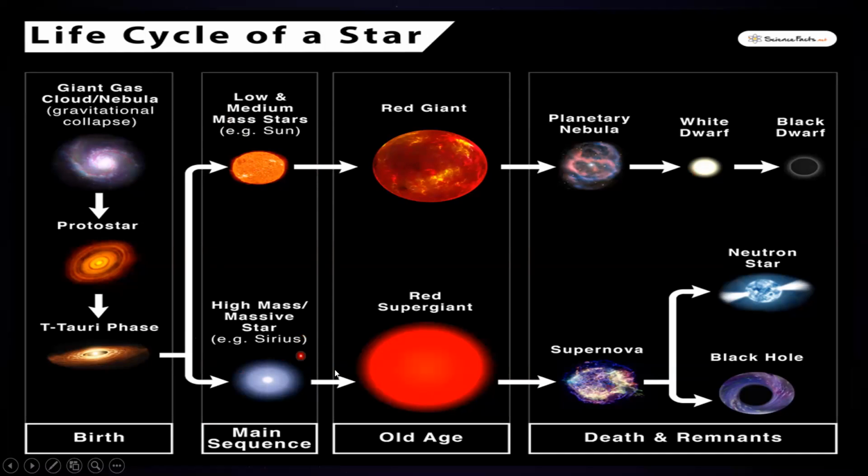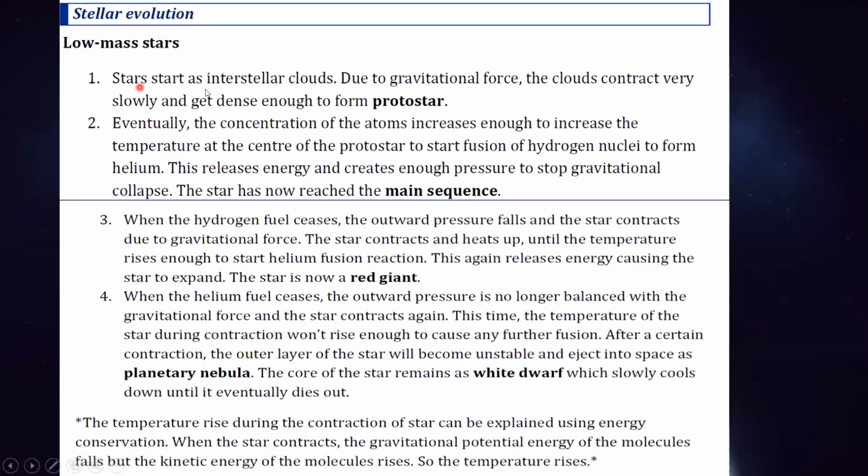Whereas if we have a high mass star, it will turn into a blue supergiant, or a red supergiant. And then a supernova, which leads to the formation of a black hole or a neutron star. So this is a quick recap of what we have discussed.